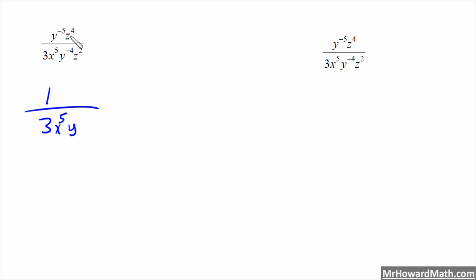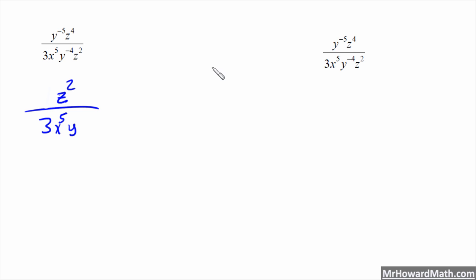And then for z's, we have z to the 4th on top, z squared on bottom, so the top wins by 2. So z squared on top. And if we want, we can go ahead and erase that 1 since we have a z squared on top to hold that top place. All right, so answer there is z squared over 3x to the 5th y.